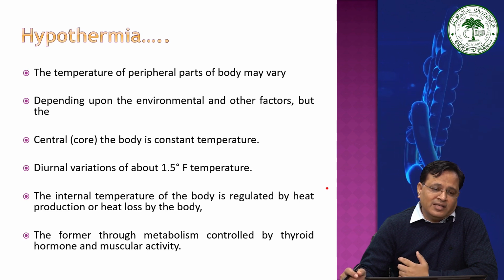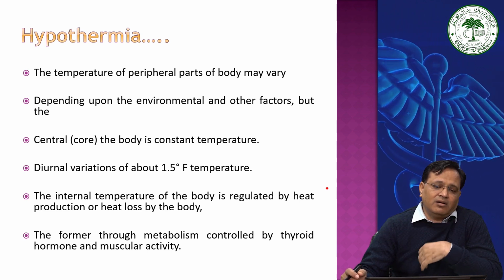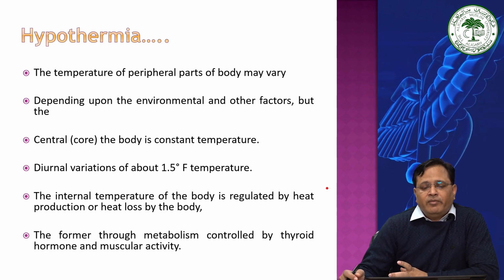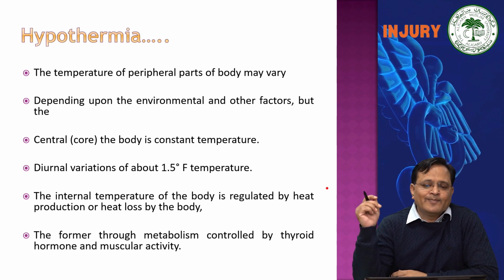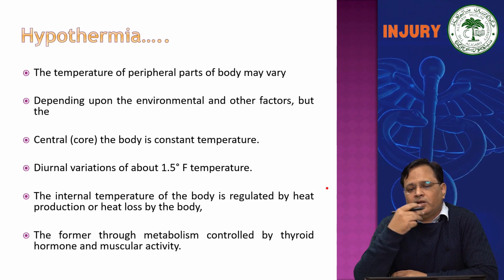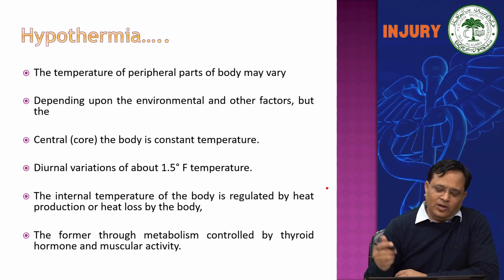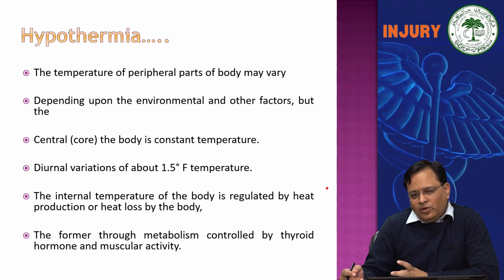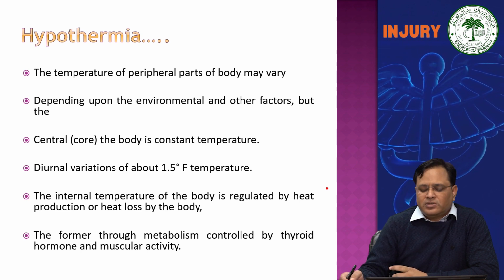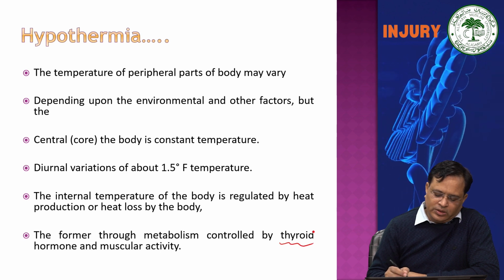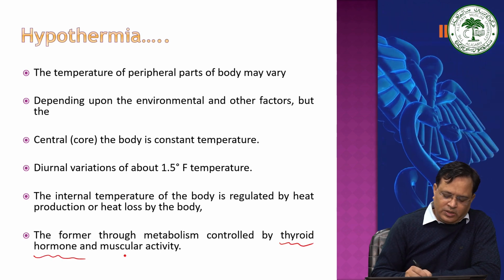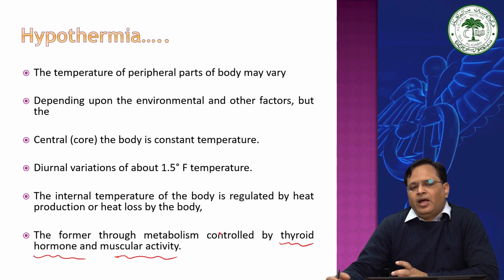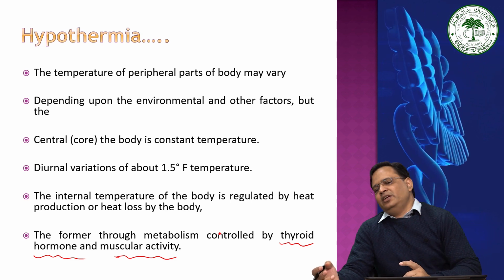The body tries to maintain the central body, like brain, heart, and other central temperatures, constant within a variation of 1.5 degrees Fahrenheit. The internal temperature of the body is regulated by heat production or heat loss by mechanisms that I have already discussed, through metabolic control by thyroid hormone or muscular activity. Thyroid hormone also plays a role through the hypothalamus and hormones, and muscular activity. Overall, hypothermia or hyperthermia depends upon the production of heat and the loss of heat.